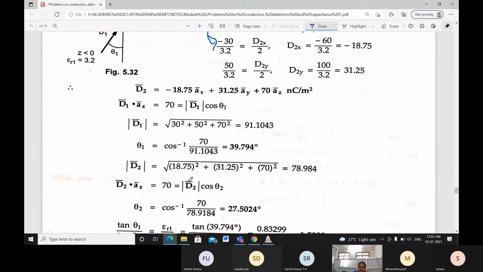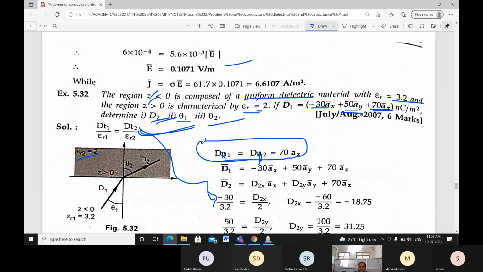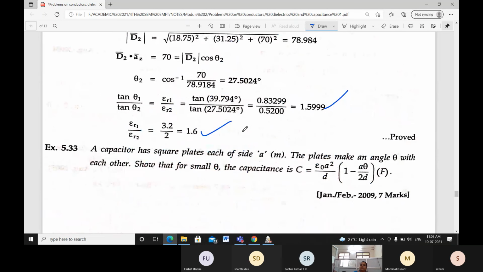In the same way, go for theta 2. Again, the same steps, and you will be getting 27.5024 degrees. Then tan theta 1 divided by tan theta 2 is going to be epsilon_r1 divided by epsilon_r2. We know theta 1 and theta 2, you substitute here, and after all the calculation you'll be getting 1.5999. Then epsilon_r1 divided by epsilon_r2 is 3.2 divided by 2, therefore it will be 1.6. These are the things they asked, theta 1 and theta 2. We got all the values here.